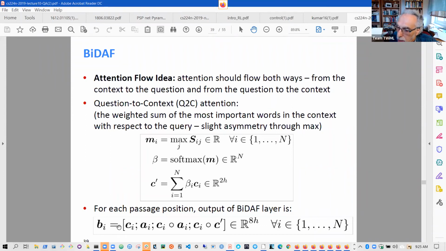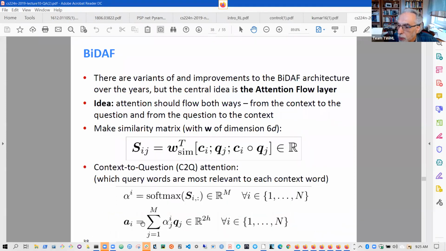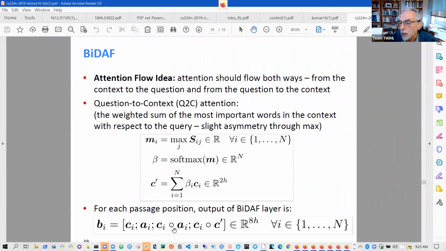In this vector BI, we have CI times AI, the Hadamard product of the ith context word with the ith element of that A vector that we calculated on this previous page, the attention-weighted question word corresponding to that context word. And now we've got the attention-weighted context word, and now we form the Hadamard product between that C prime and the context word embedding itself.